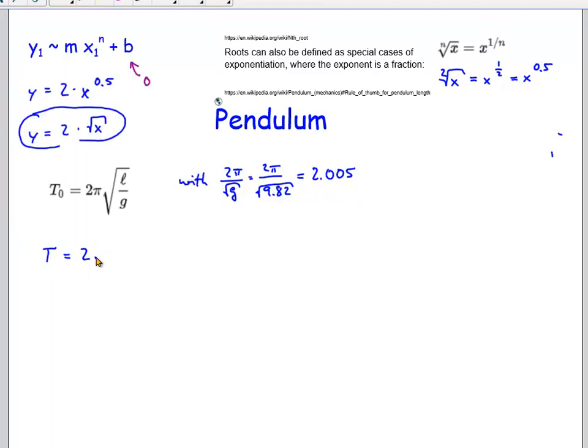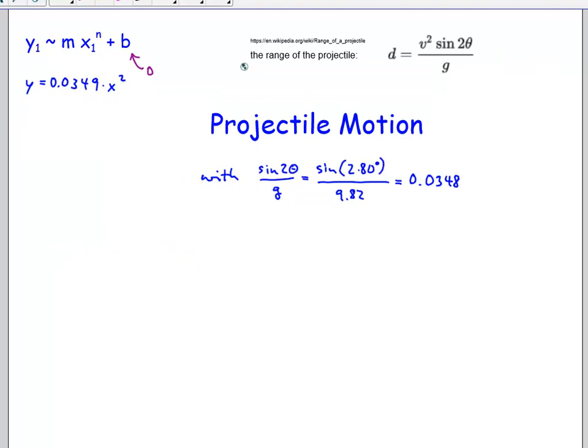There we go. So this is actually 2.005 times the square root of the length, and that was the regression equation that we got. All right, for the projectile motion, this one here is for the range of a projectile without air resistance.